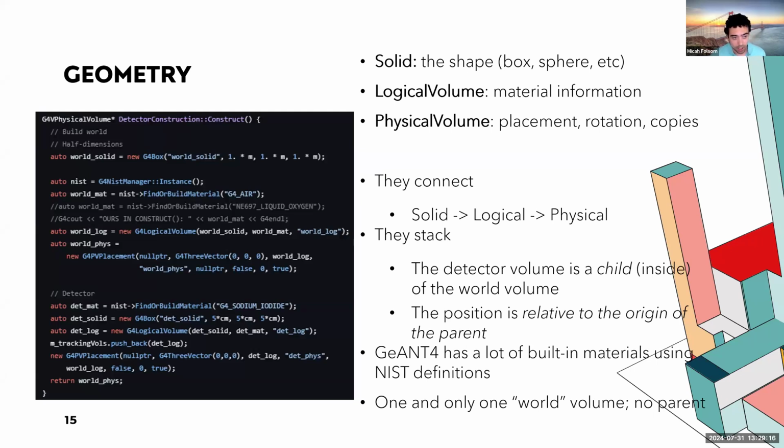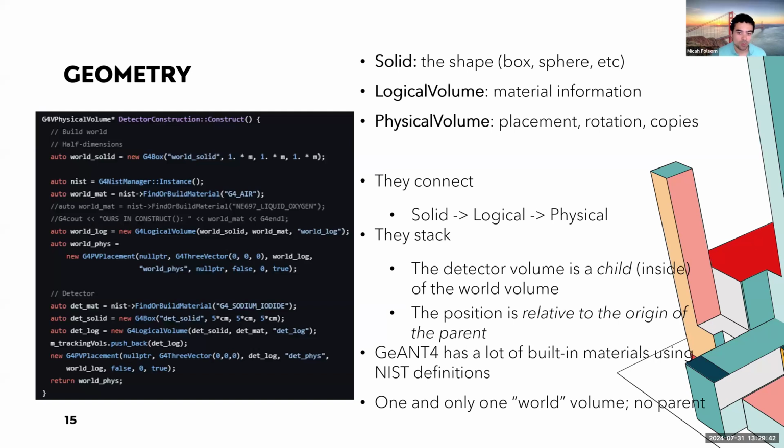They connect. And you can see in the code here, you essentially start with the G4 box, the solid. You pass that in when you make the logical volume. And then when you make the placement, you pass in the logical volume. And so it's this kind of chaining thing where you define the shape, you define the material, and then you define the placement, and you're kind of passing them one to the other as you go. And then you're also stacking them.